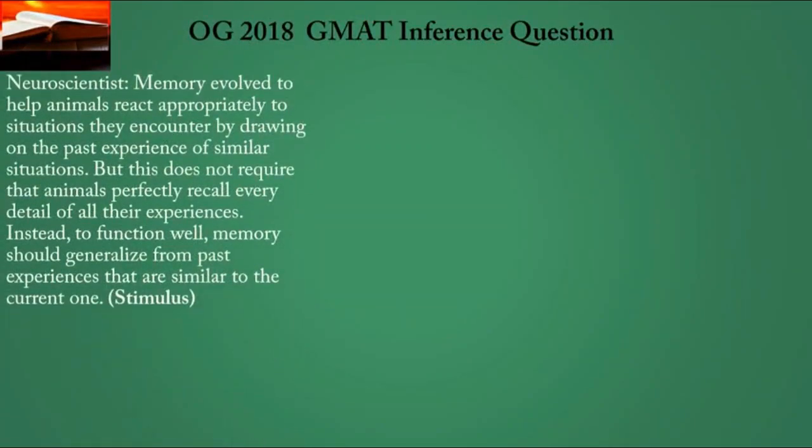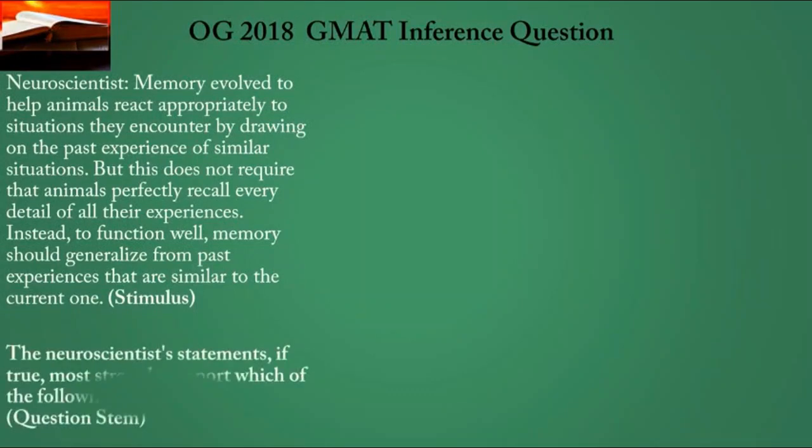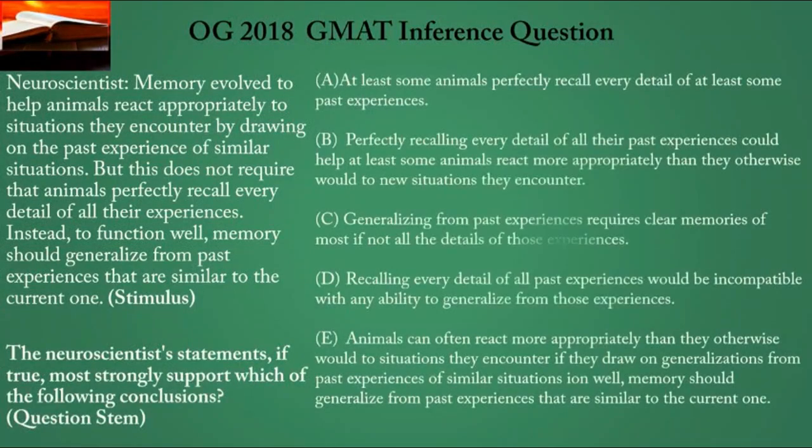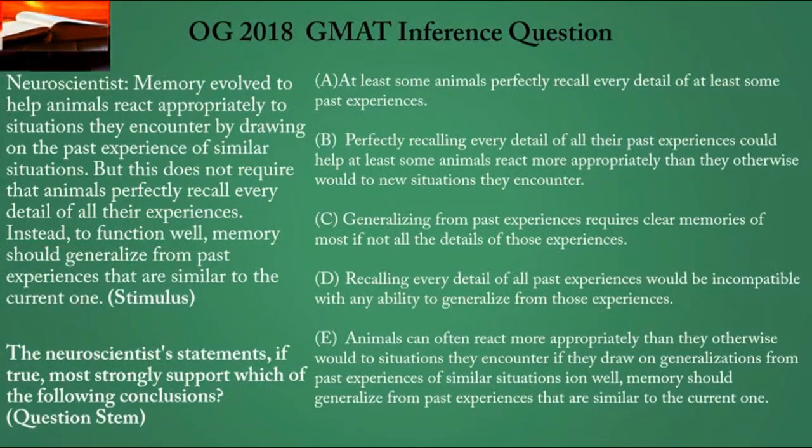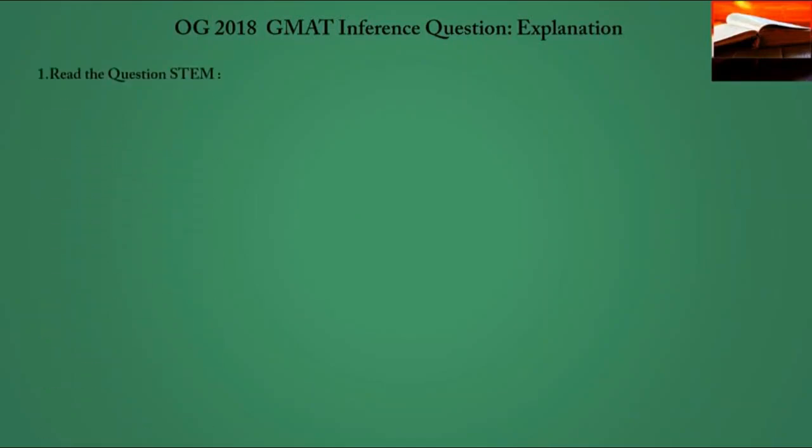The keywords in the question stem are neuroscientists, statements, if true, and following conclusions. From the keywords, I understand that it is an inference question. Moreover, I need to focus on the key phrase, that is neuroscientist statements, because these statements support the best option.